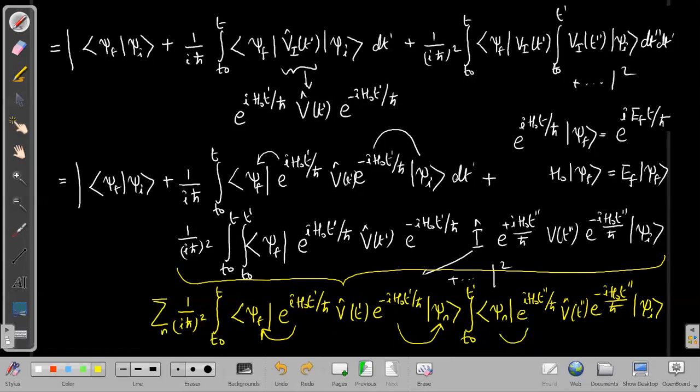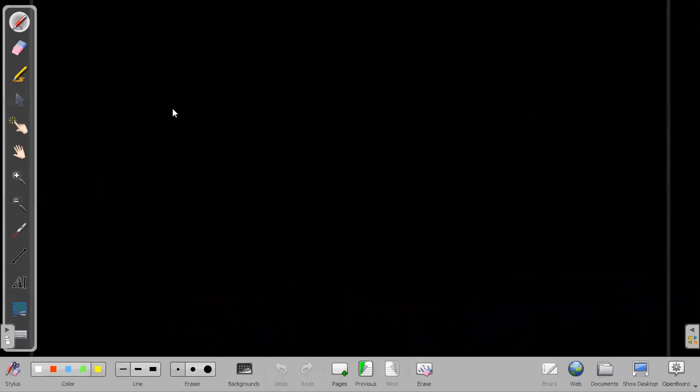Okay, so I can write all these terms once again. So the probability of transition from the state i to state f within time t is the mod square of the inner product ⟨ψ_f|ψ_i⟩ plus 1 by iħ. So you will get two exponential terms. Okay, so that would be exponential.